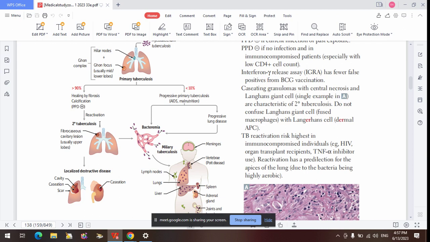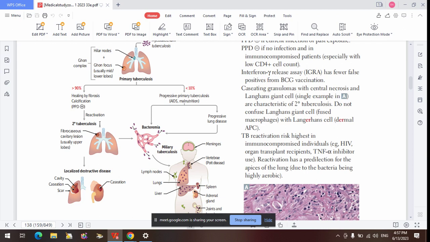But in people that have diseases healing by fibrosis, you can have calcification of those areas. And that kind of calcification is a dystrophic calcification. So it happens in people with primary tuberculosis that is healing by fibrosis. So they can get calcified. Once they get calcified, we call the Ghon complex a Ranke complex. So the name now changes from Ghon complex to Ranke complex.